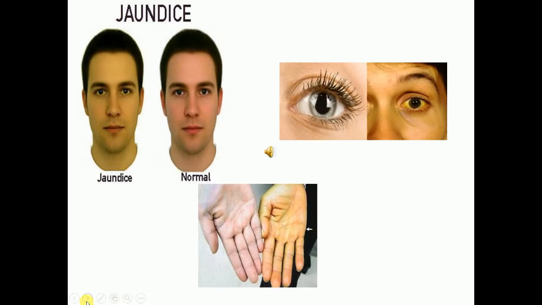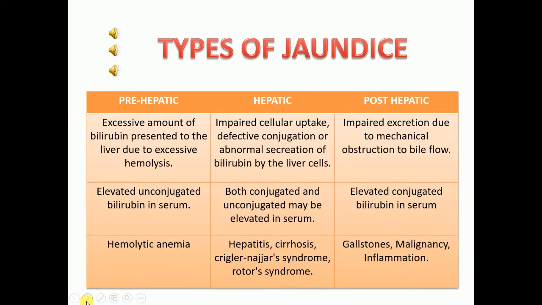As you can see in the following picture, in a jaundice patient, the color of the skin is a bit yellowish. The sclera is also yellow, and the mucous membrane is also a yellowish pigment. Talking about the types of jaundice, there are three types: prehepatic, hepatic and post-hepatic.